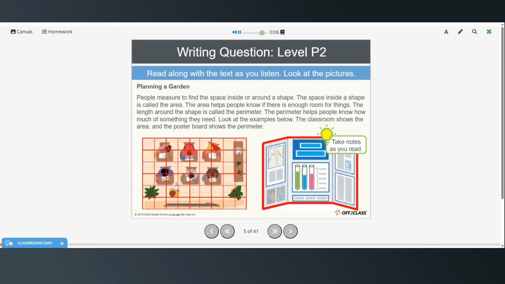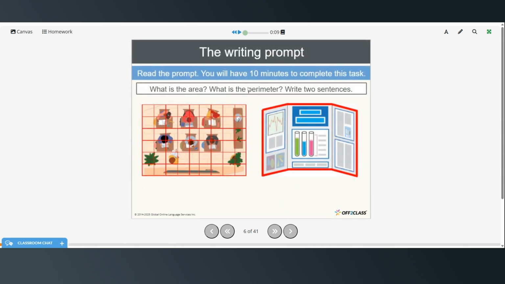Look at the examples below. The classroom shows the area, and the poster board shows the perimeter. What is the area? What is the perimeter? Write 2 sentences. So you have 10 minutes to complete this task.